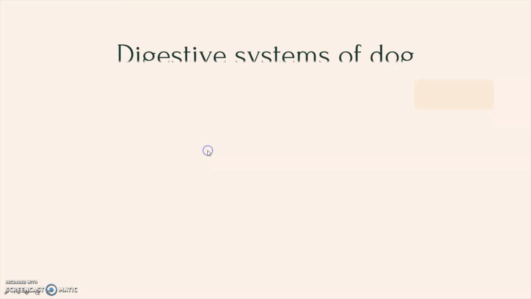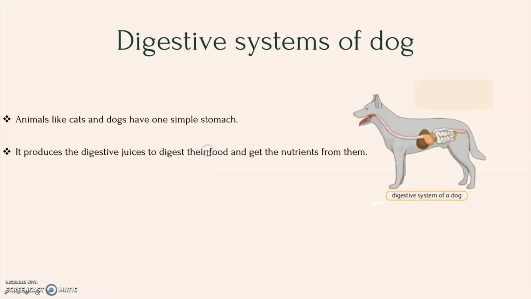Number 1, about the digestive system of a dog. Animals like cats and dogs have one simple stomach. It produces the digestive juice to digest their food and get the nutrients from them.